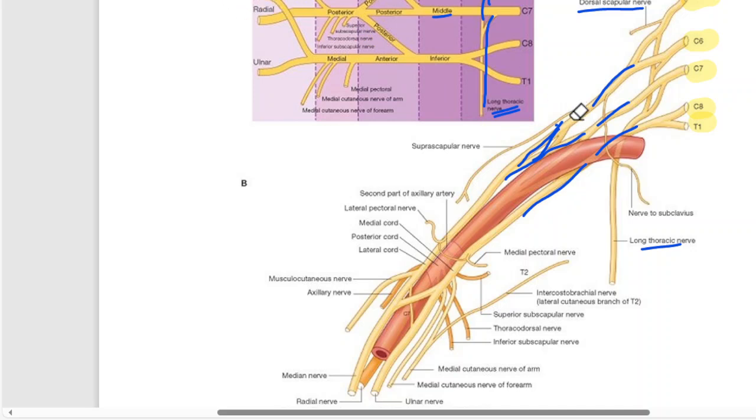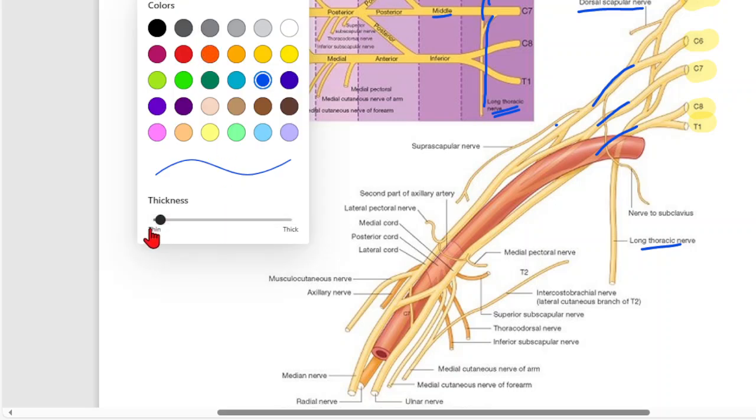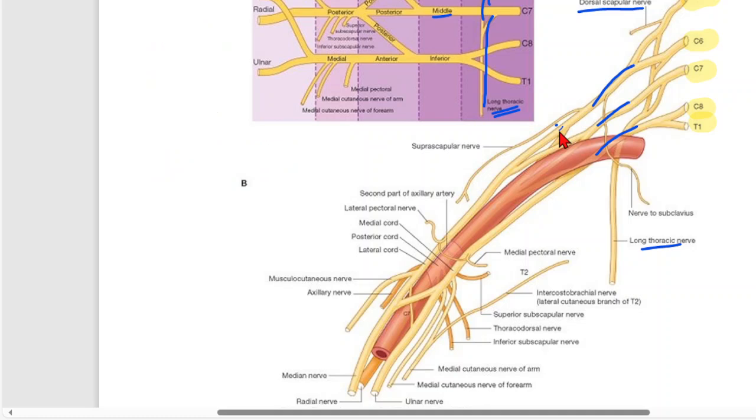So you can see it. This is the anterior division of the superior trunk and the middle trunk, and they form a cord. This is called the lateral cord, because this is the axillary artery and they are on the lateral side of it. This is the medial cord because it is medial to the axillary artery, and the posterior side is called the posterior cord because it is posterior to the artery.